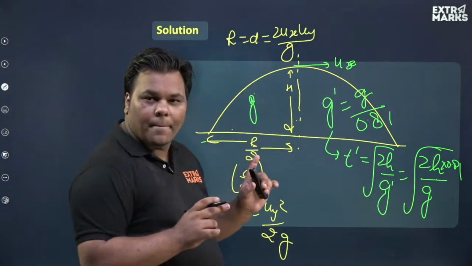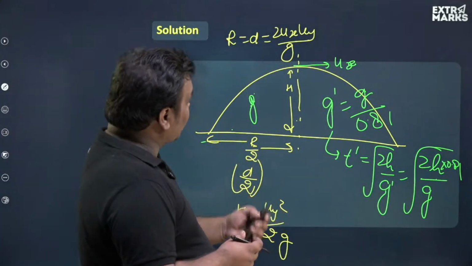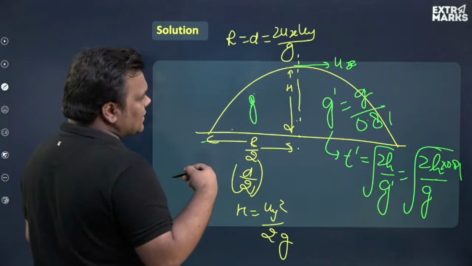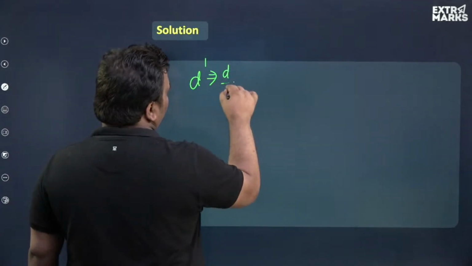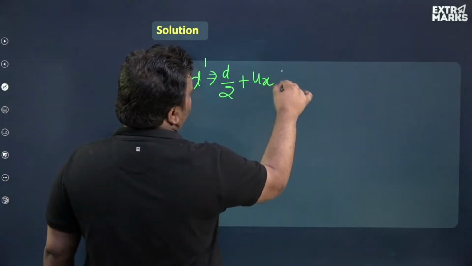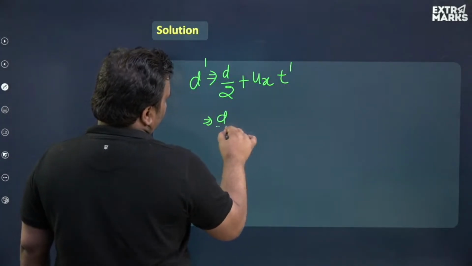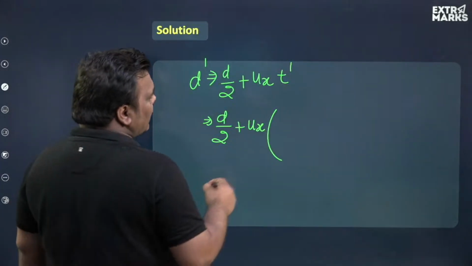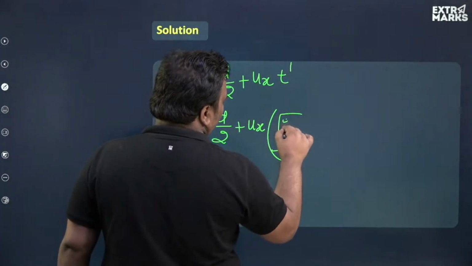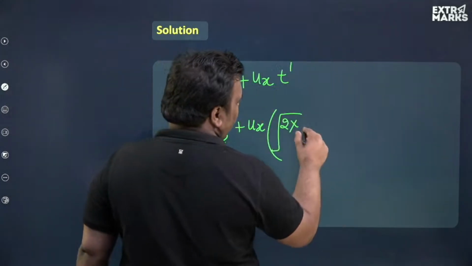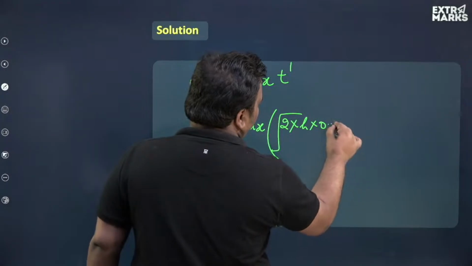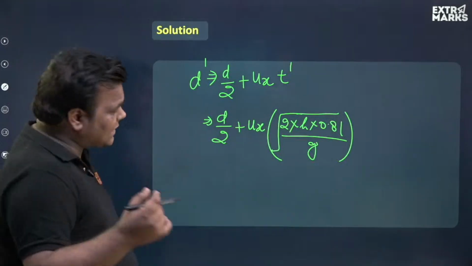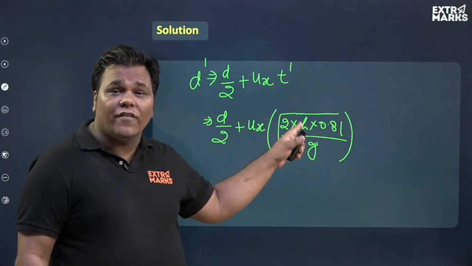That is the time. I think I got my answer. How? See, total distance traveled by projectile is d by 2 plus ux multiplied by t dash. What is the value of t dash? Value of t dash is under root 2 multiplied by h into 0.81 by g. Can we solve it further? Yes. We just need to put the value of h.